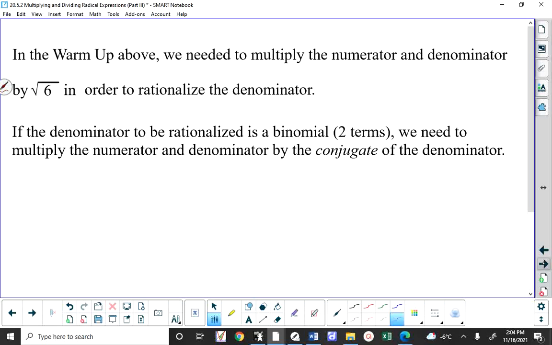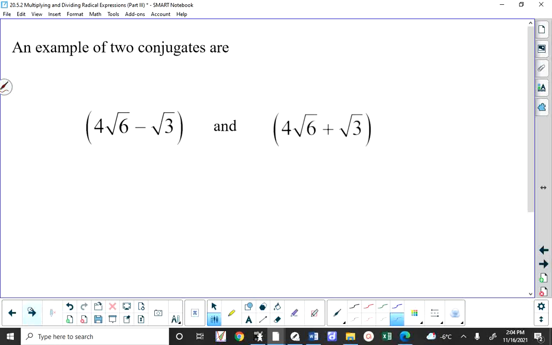So if the denominator needed to be rationalized as a binomial, we need to multiply the numerator and denominator by something called the conjugate. And as I'm looking at your unit handout, I saw that something crazy happened with the printer, so we're going to have to fix that. That is not an alien language. I will explain to you what that actually means in a second. But what is a conjugate? This, I believe, printed out well.